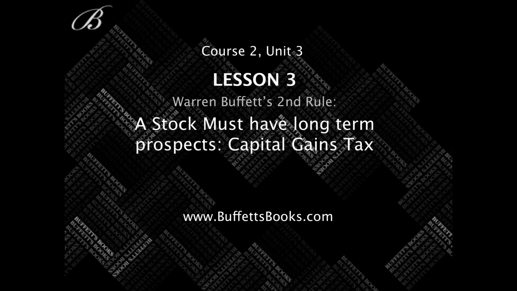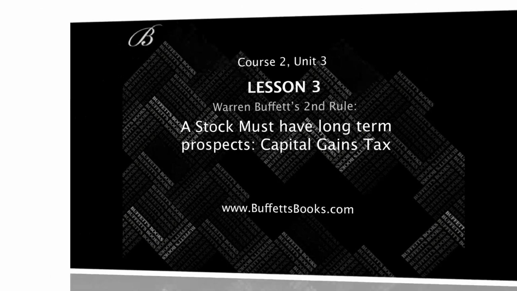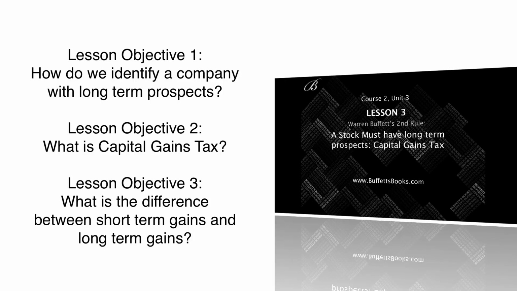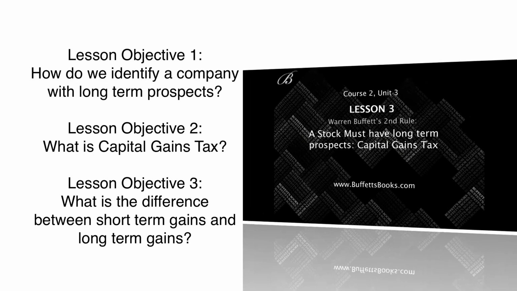Welcome to Course 2, Unit 3, Lesson 3, Warren Buffett's second rule, a stock must have long-term prospects, where we'll be talking about capital gains tax. In this lesson, we have 3 lesson objectives. The first lesson objective is how to identify a company with long-term prospects. The second lesson objective is understanding what capital gains tax is. And the third lesson objective is what is the difference between short-term gains and long-term gains.